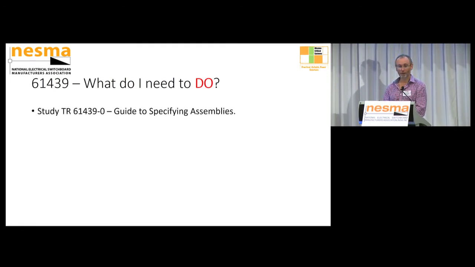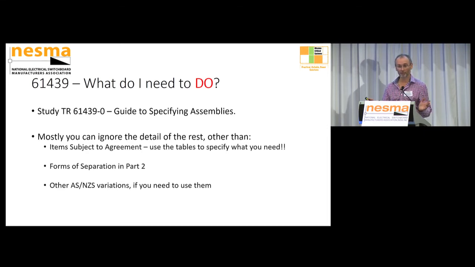So what do you need to do about all this? Go away and read part 0 and understand what it's talking about and see what it's telling you to know and what you don't need to know. And then mostly you can forget about everything else. Just don't buy parts 1 to 6, 7, 8 we're up to. We're developing part 8 now. You don't need to buy any of those. Just buy part 0, read it and use the table. Understand what the forms of separation differences are. AS/NZS has a couple of other special things in it, like we still have our arcing fault, which we're still not happy with the international version of that, so we've retained our own. Other than that, it's really simple.